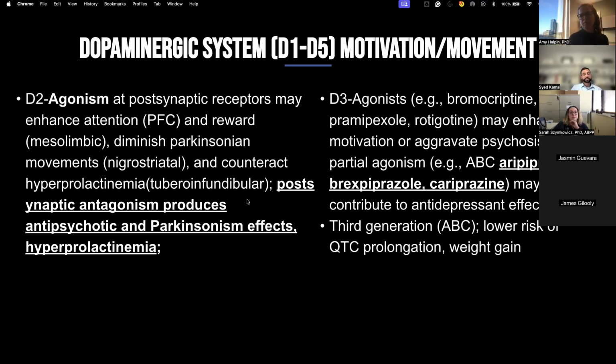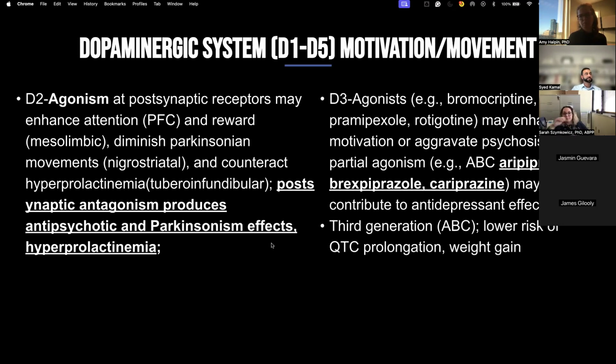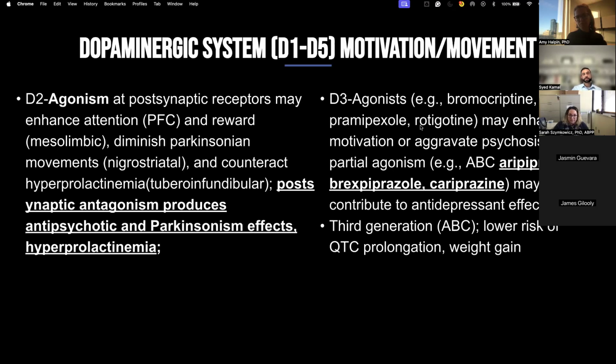Because antagonism of dopamine not only can dampen cognition, it can also produce Parkinsonism, hyperprolactinemia. So there's a variety of different side effects that can be produced. We'll talk about these a little bit later, but there's first generation antipsychotics, second generation antipsychotics, and most recently there's third generation antipsychotics.